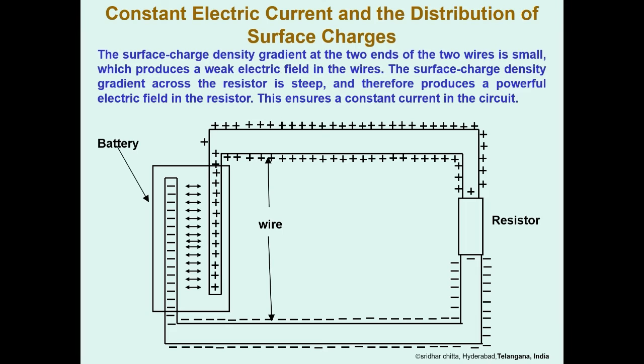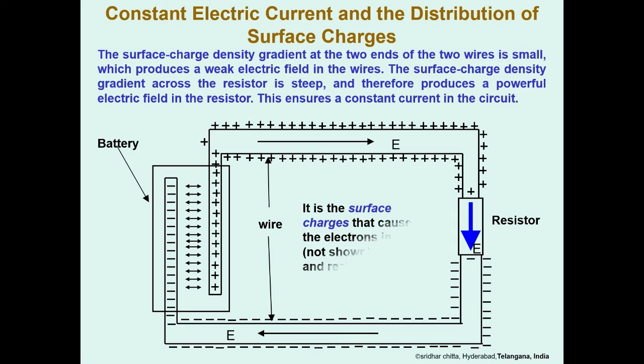The surface charge density gradient at the two ends of the two wires is small, which produces a weak electric field in the wires. The surface charge density gradient across the resistor is steep and therefore produces a powerful electric field in the resistor. This ensures a constant current in the circuit. It is the surface charges that cause the electrons inside, not shown, the wire and resistor to move.